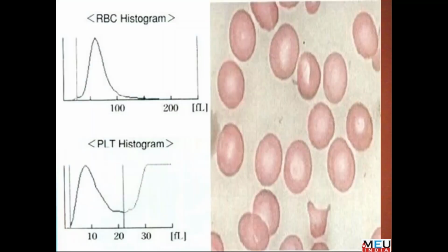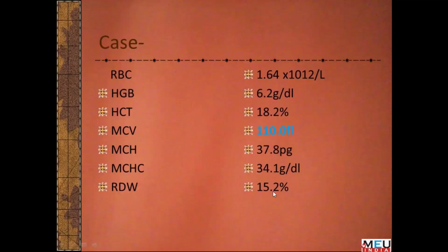In this case, you can see that the platelet histogram is raised. The RBCs are of a normal type, but we will get giant platelets. Another case is where the hemoglobin is 6.2 but the MCV is markedly increased.